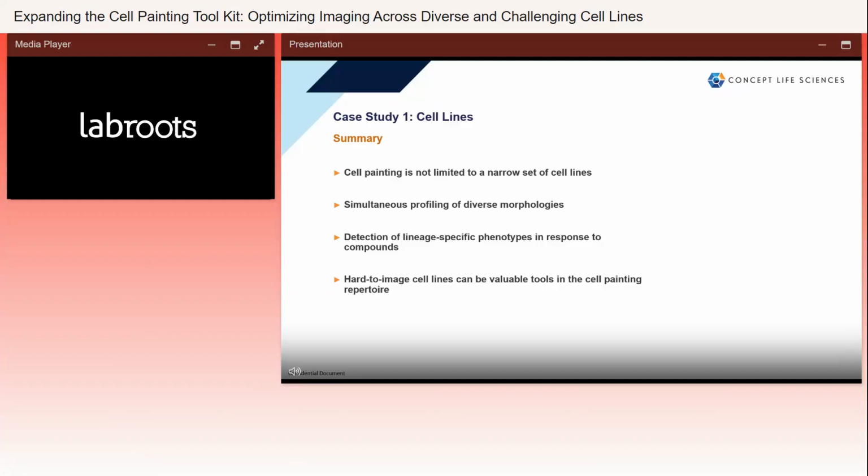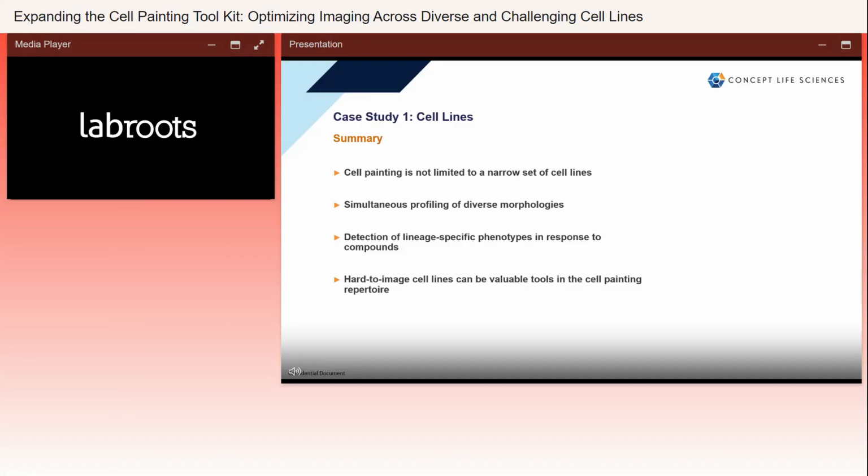One of the strengths of the approach is the ability to analyze multiple cell lines in parallel. Each line brings its own unique morphological signature, and by profiling them together, we can capture a richer, more nuanced version of compound effects. By using this diverse panel of cell lines, it allows us to detect lineage-specific phenotypic responses that might only occur in certain cell types. And these responses can provide critical insights into a compound's mechanism of action or potential off-target effects.